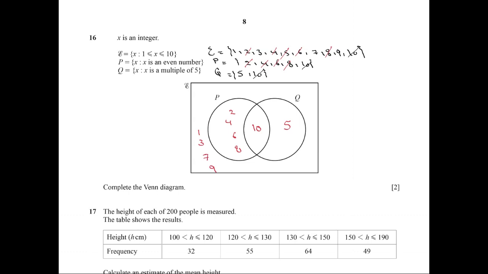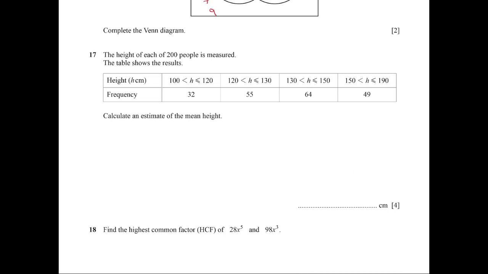Number 17. The height of 200 people is measured, as shown in the table. Calculate an estimate of the mean height. To find the mean, we have to find the center of every set. The center between 100 and 120 is 110. 120, 130 is 125. 130, 150 is 140. 150, 190 is 170.